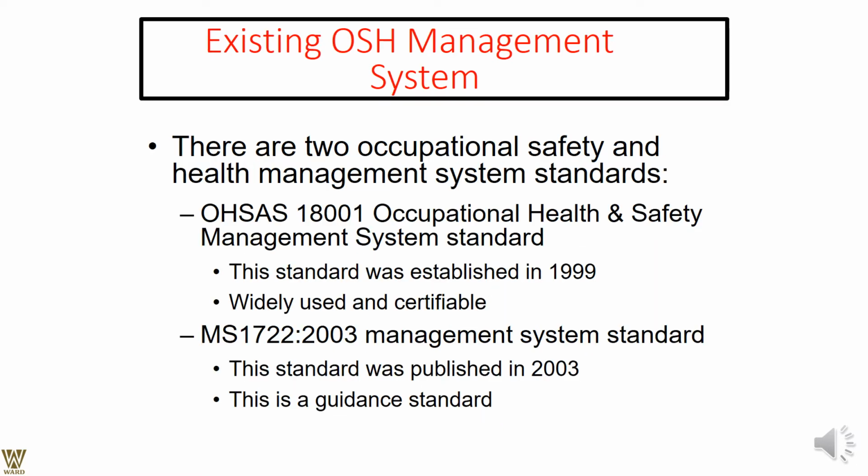So we'll talk about the existing occupational safety and health management system. There are two occupational safety and health management system standards. One is OHSAS 18001, the occupational health and safety management system standard. The standard was established in the year 1999. It is still widely in use and certifiable. Please understand, it is very much certifiable and widely in use. The other is the management system of 1722, published in the year 2003, which definitely acts as a standard guidance as of today alongside the existing management system.